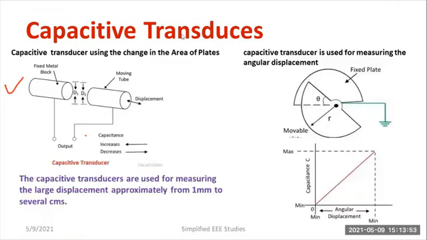Similarly, let us consider how to measure the angular displacement. Look at this diagram. As the angular displacement increases, definitely the area of the plate, the overlapping area, increases. Remember that whenever the angular displacement increases, the overlapping area also increases. As the overlapping area increases, the capacitance will increase. Why? Because the overlapping area and capacitance are directly proportional.